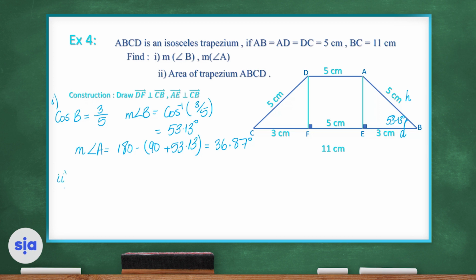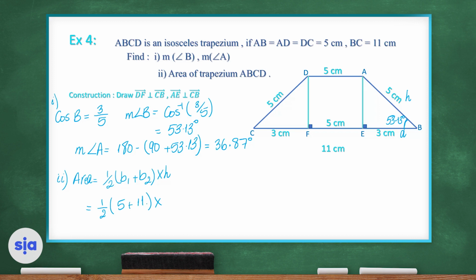The second part, the question wants you to find the area of this trapezium. Let's now remember together what is the rule of the area of a trapezium. The area of a trapezium equals half base 1 plus base 2 times height. Here, base 1 is any of the BC or the AD, and base 2 is the other one. So the area is half times 5 plus 11 times the height.